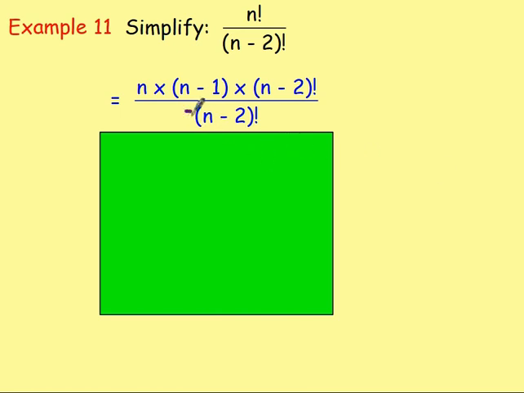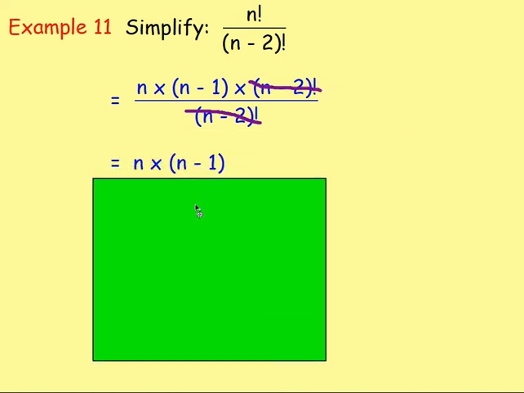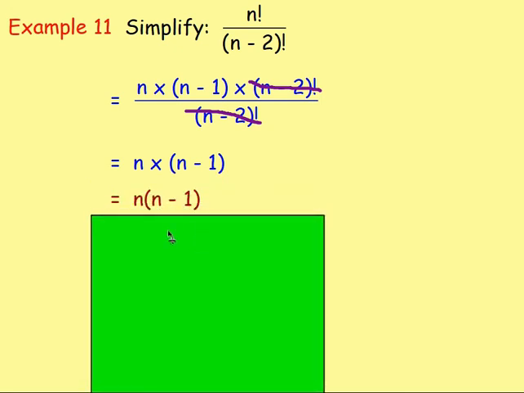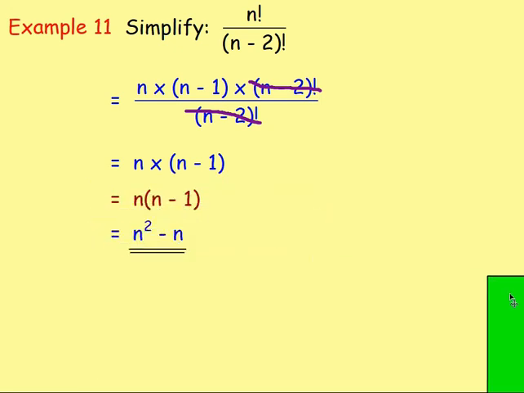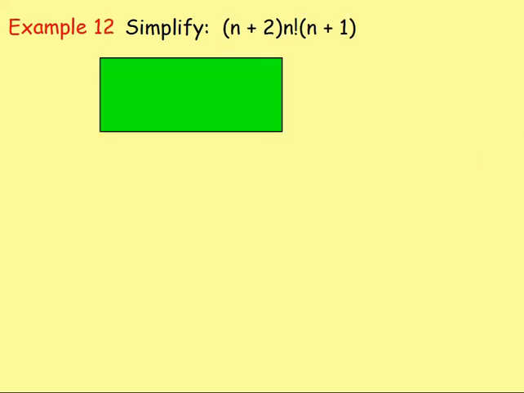So once again, it will cancel from the bottom and at the top, leaving you just with n times n take away 1. What that means is just n bracket n take away 1, multiply out the brackets, and you're left with n squared minus n.